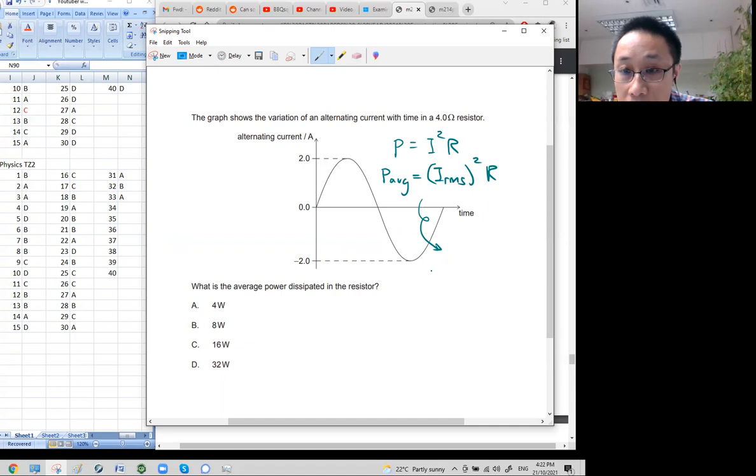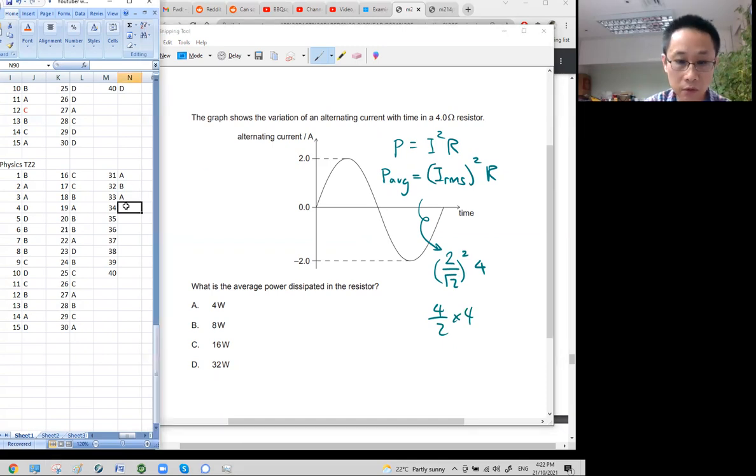But anyways, P average is something that they're asking. The maximum current is 2, and then I RMS has to be the maximum current divided by root 2. You square that. Resistance is 4, so if I just sort this out, 4 divided by 2 times 4, that's 8.